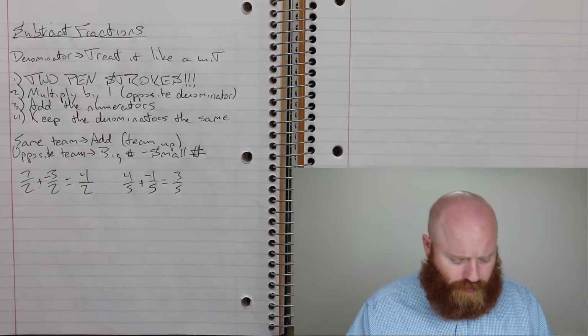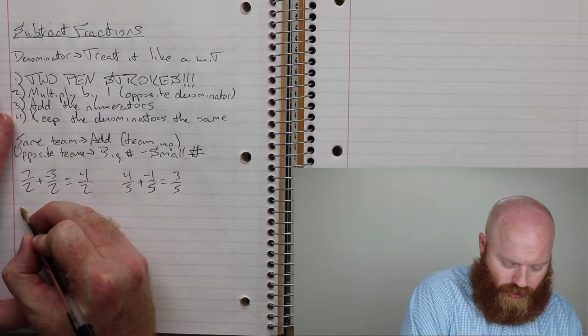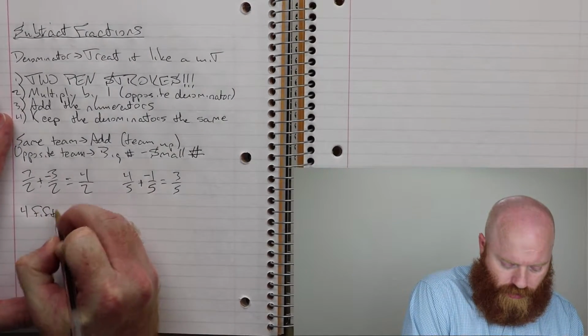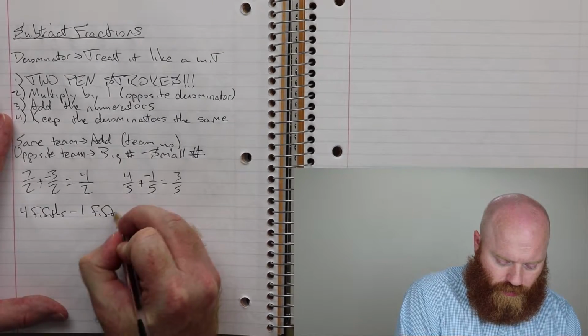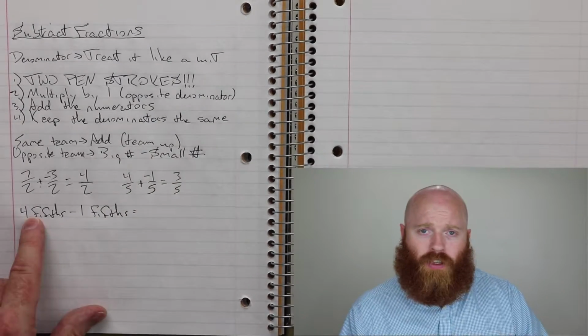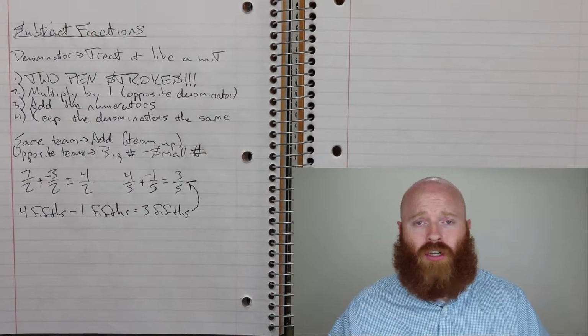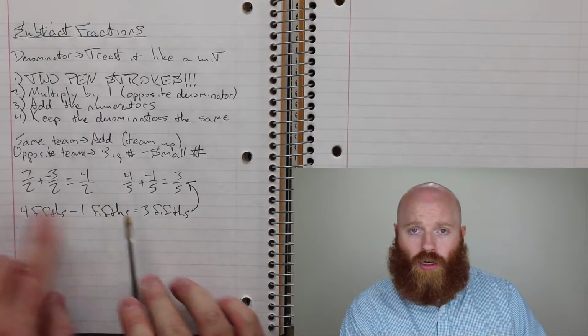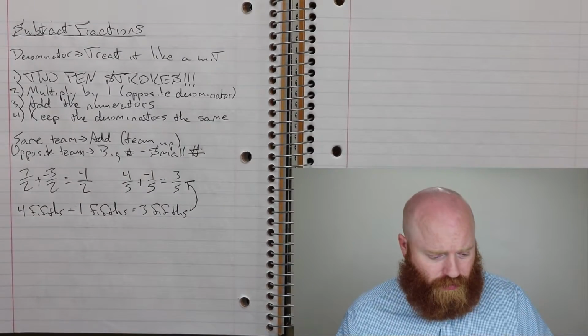And that's that problem. Let me write it out in words for you, like the units. I would say 4 fifths minus 1 fifth. 4 fifths minus 1 fifth would be 3 fifths, just like I see up there, 3 fifths. Add up the numbers, again, 2 pen strokes, and then keep the unit the same.